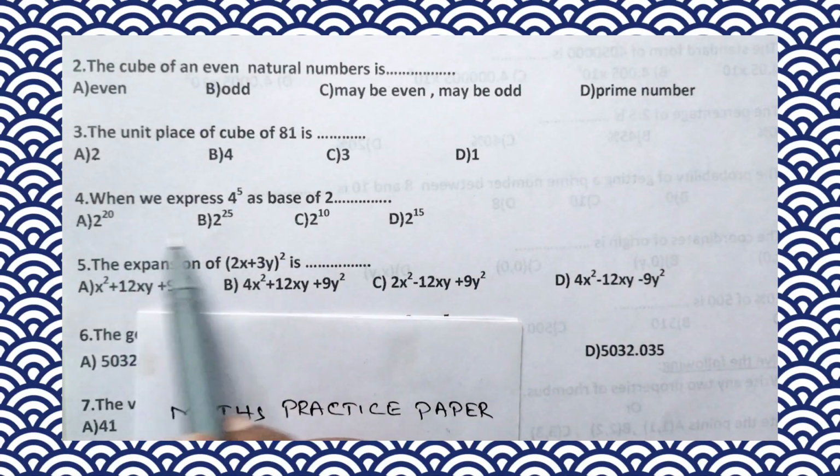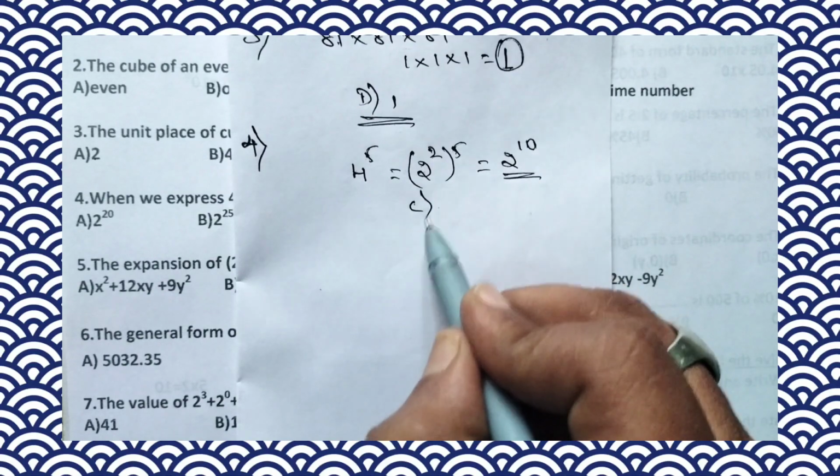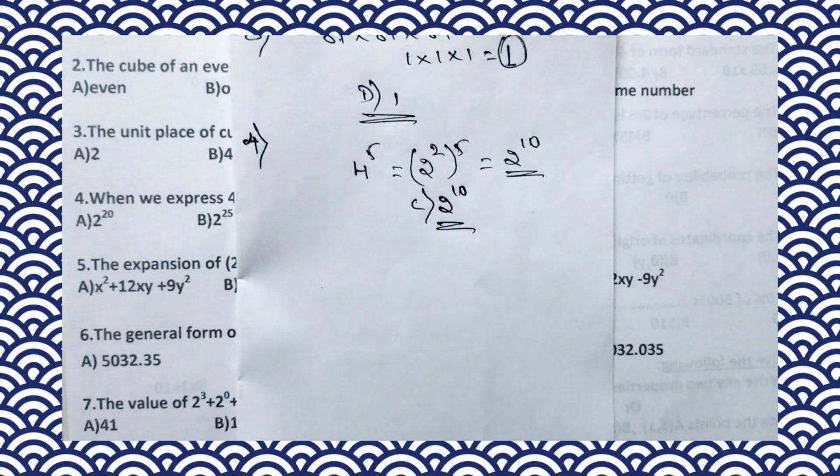So 2 to the power of 10 is option C. So for fourth question, option C, 2 to the power of 10 is the answer.